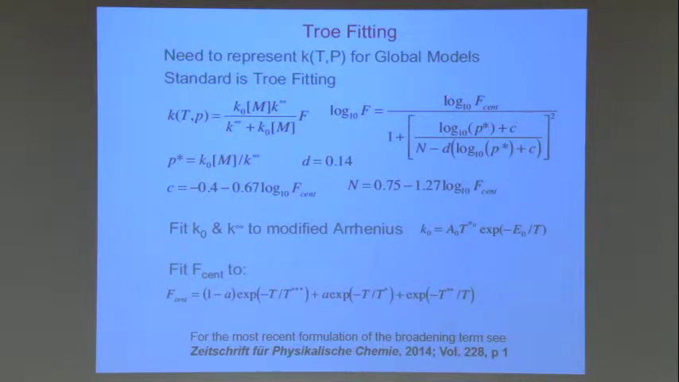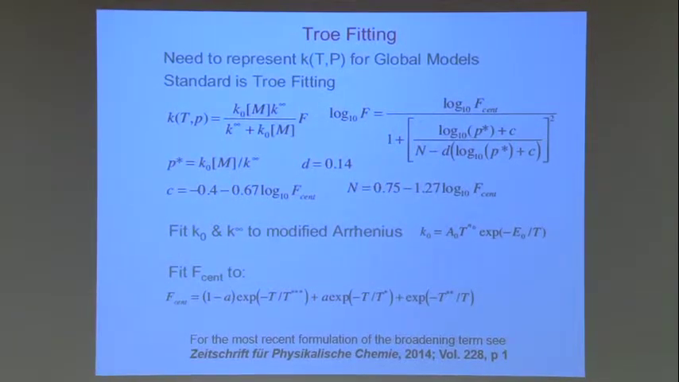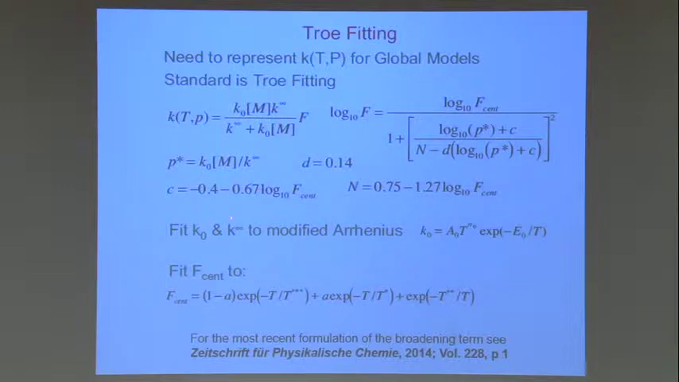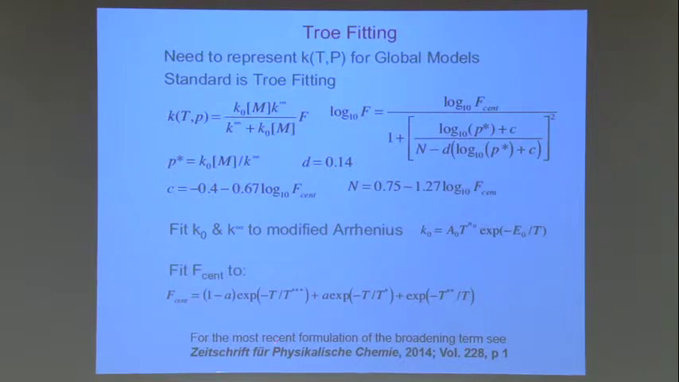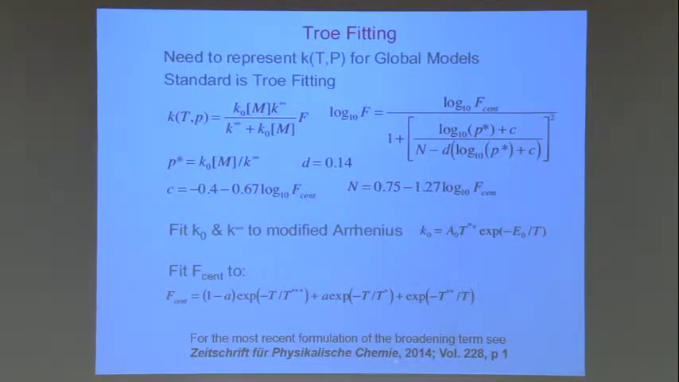And so there are now three lots of variables. We've got k naught, k infinity, and we fit those to a modified Arrhenius expression, A naught T^n naught e to the minus E naught over kT. And this quantity F cent is fitted to some other complex expression here. And there's a more recent formulation of this broadening term, which was published in 2014. Okay, so that's one way of analyzing these pressure-dependent reactions.